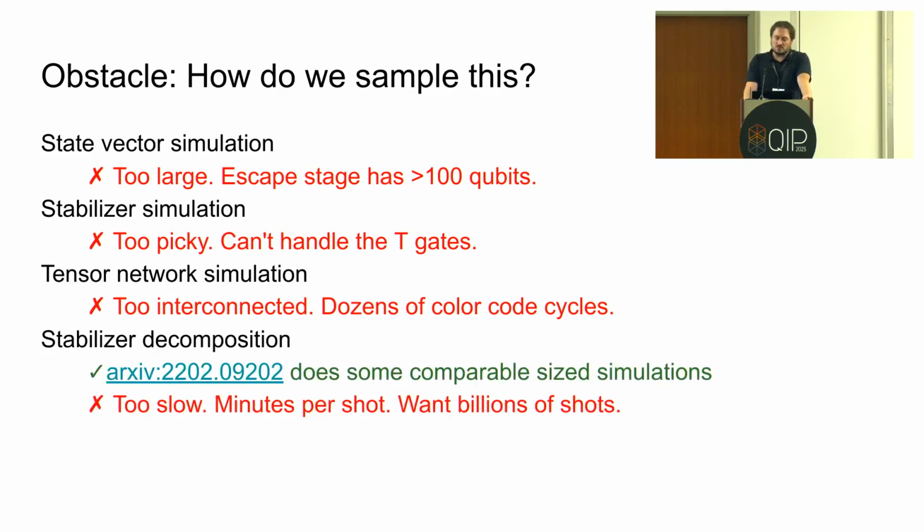You could do what's called stabilizer decomposition, where you basically simulate a superposition of stabilizer states. There are papers that do similar size circuits with similar numbers of T-gates, but they're way too slow. I want to do Monte Carlo validation of this circuit, which means I need billions of shots if I want to see a 1 in a billion error rate. And these techniques take like a minute per shot, and technically I have access to a lot of compute, but I don't think they would let me spend that much money on this.